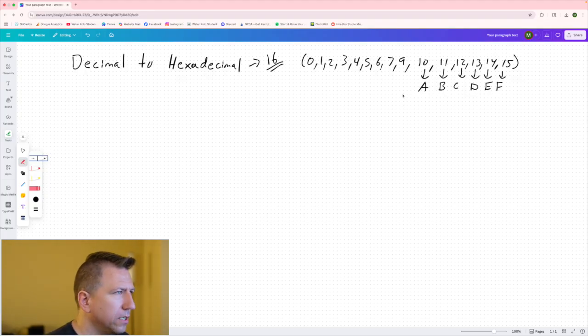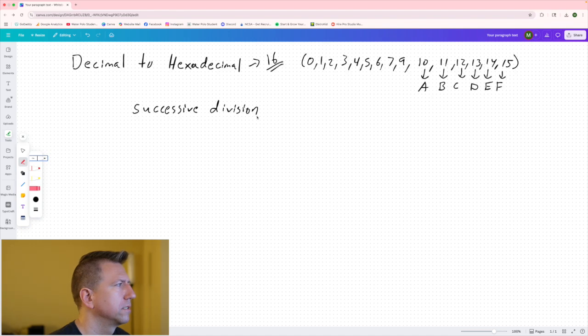All right, so the process here is successive division. I wonder, does successive actually have 2 S's? I've been writing it that way, but I'm not sure now. That's okay. Sometimes I make mistakes every once in a while.